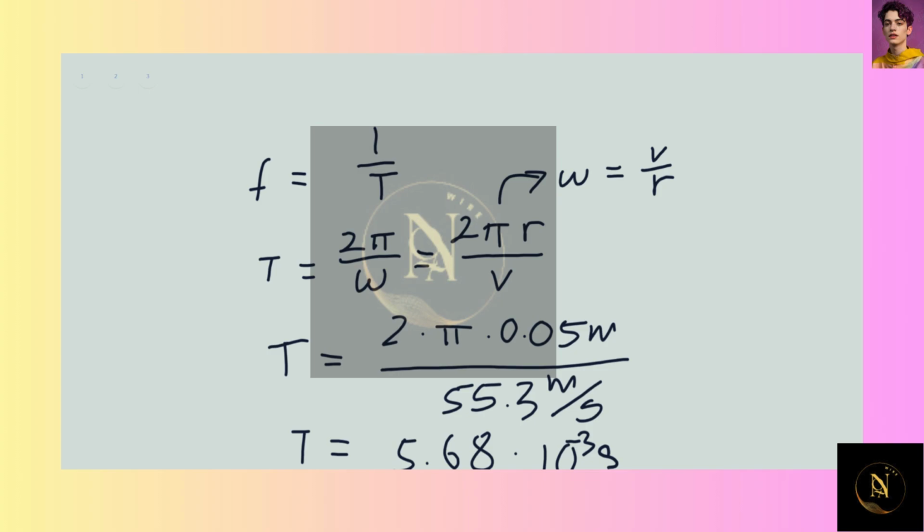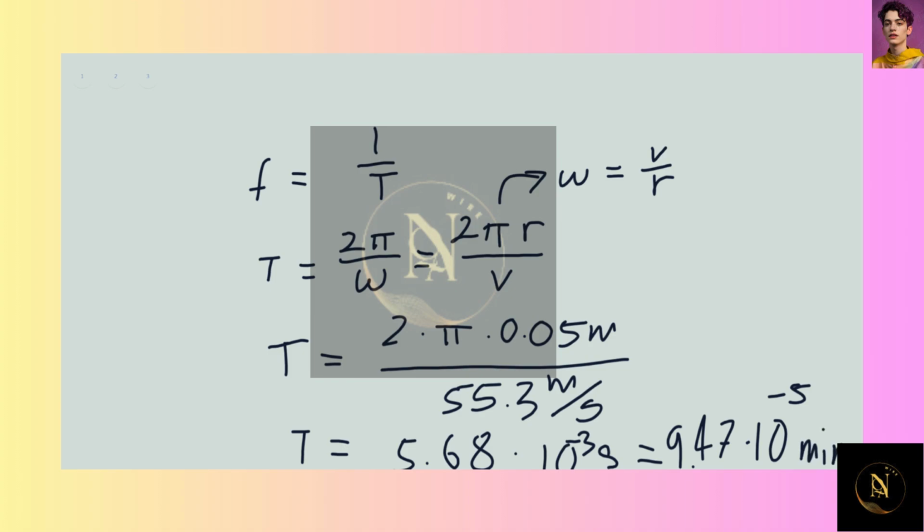But we need to remember that our frequency in the problem is given in minutes, so we are going to convert this simply by dividing by 60, which is going to give us 9.47 times 10 to the negative 5.